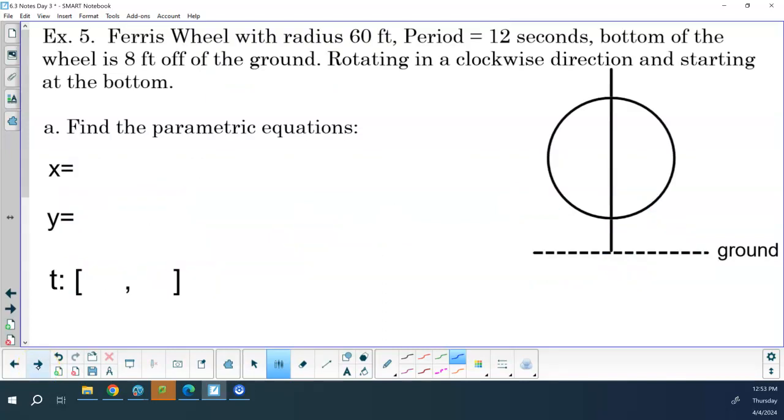Let's just get these parametric equations set up. In 2 minutes, I think we can get those set up. Okay? Ferris wheel with a radius of 60 feet. Period is 12 seconds. And the bottom of the wheel is 8 feet off the ground. It's rotating clockwise, and we start at the bottom. Okay? So we're starting down here. It's 8 feet off the ground. It's got a radius of 60 feet. And we're going clockwise. So that means we're going this way around.